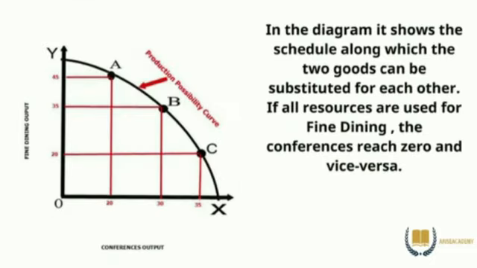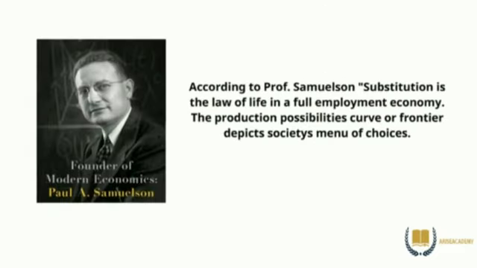The diagram shows the schedule along which the 2 goods can be substituted for each other. If all resources are used for rifles, the bread output reaches 0 and vice versa. According to Professor Samuelson, substitution is the law of life in a full employment economy. The production possibilities curve or frontier depicts society's menu of choices.